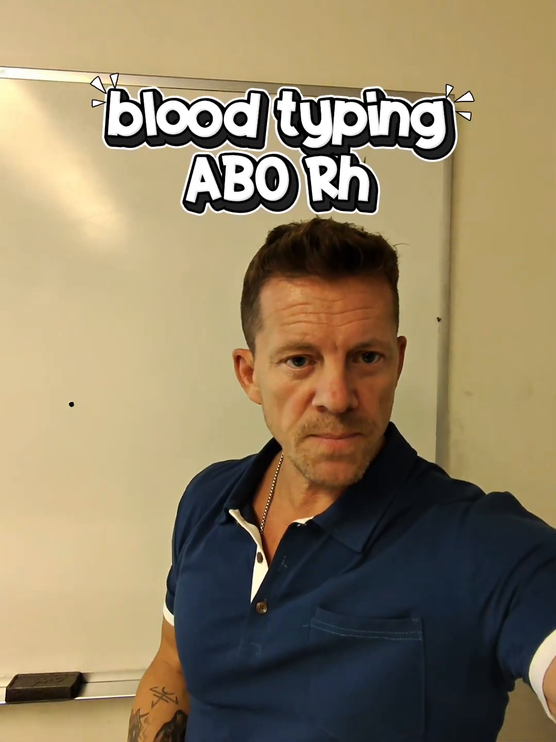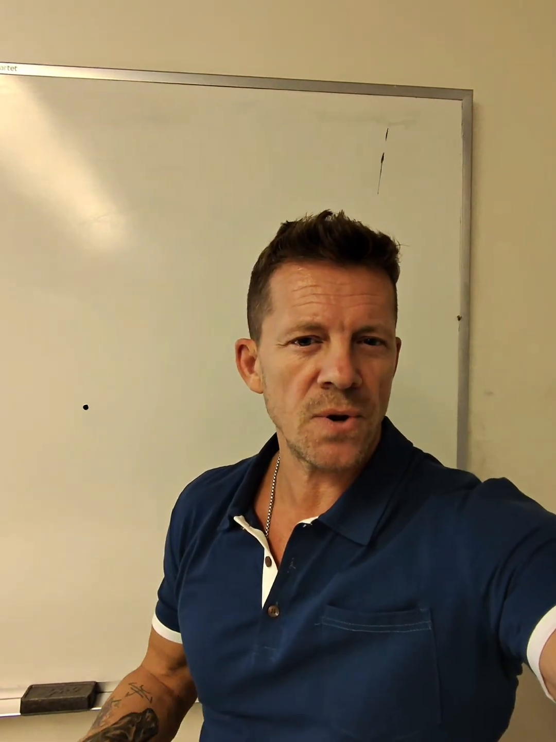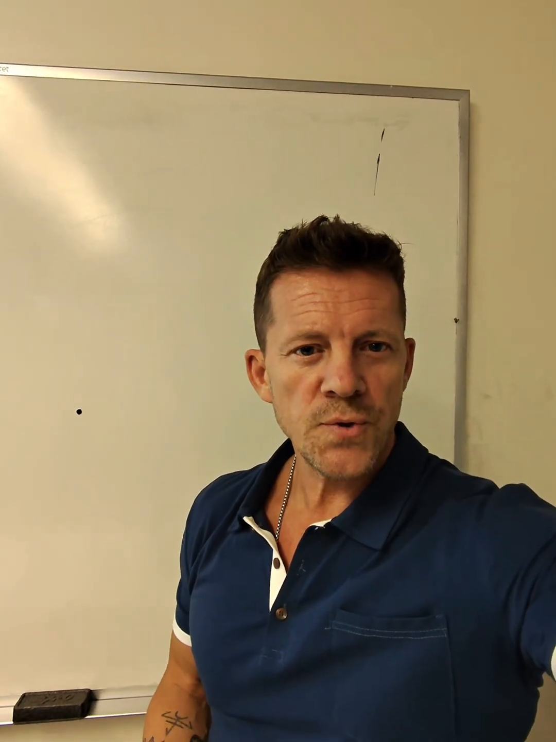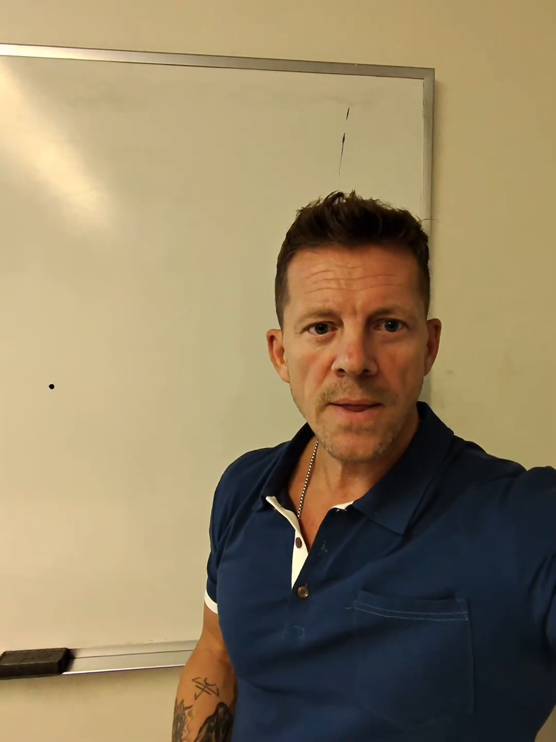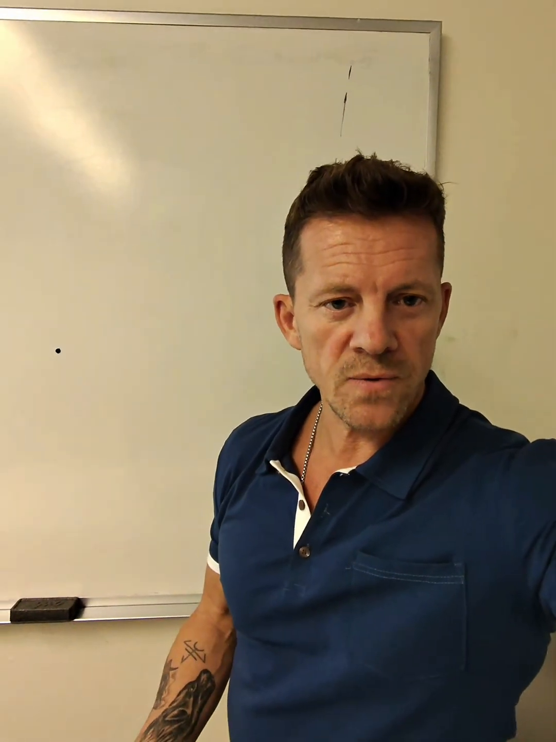All right, let's talk about blood typing. Blood typing is sometimes confusing for students, but let's talk about it: universal donor, universal acceptor, ABO blood type, and Rh factor, positive or negative blood type.